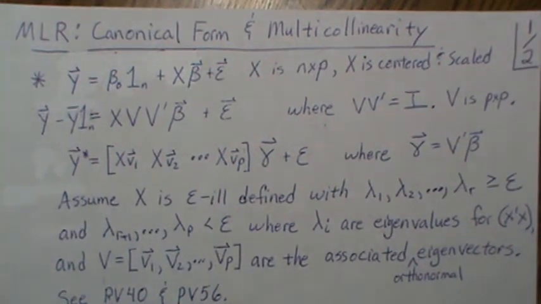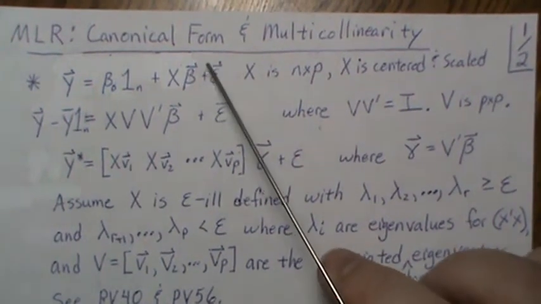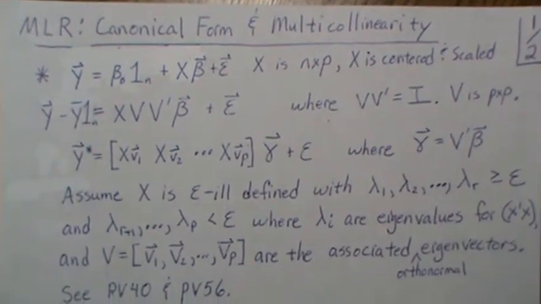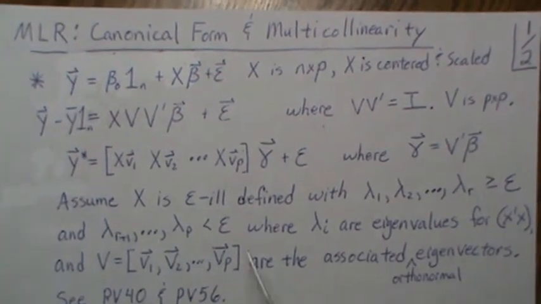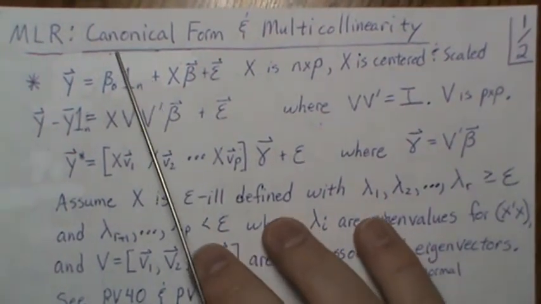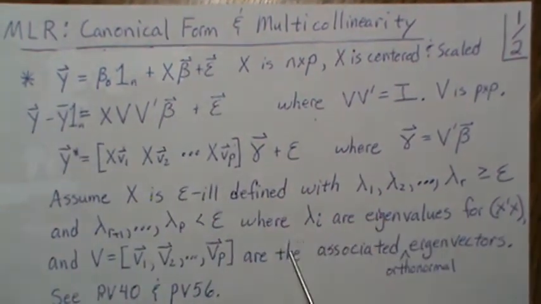Hello, in this video we're going to look at multiple linear regression in canonical form and assume that there's multicollinearity in the design matrix. Now this is sort of a follow-up video to a video I have just called canonical form, or multiple linear regression canonical form.